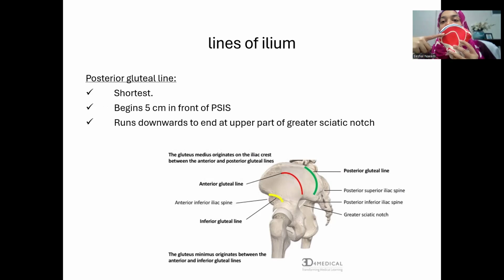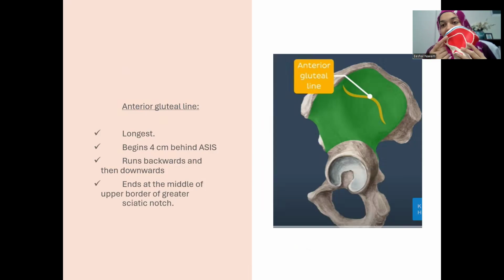Moving on, you have a really long line, which is our next line, and that is our anterior gluteal line. It's the longest line, this line that is separating these two originations. It starts from 4 centimeters behind the anterior superior iliac spine, runs backwards and downwards, and ends at the middle of upper border of the greater sciatic notch. This is your anterior gluteal line. Now these two are very well demarcated, right?